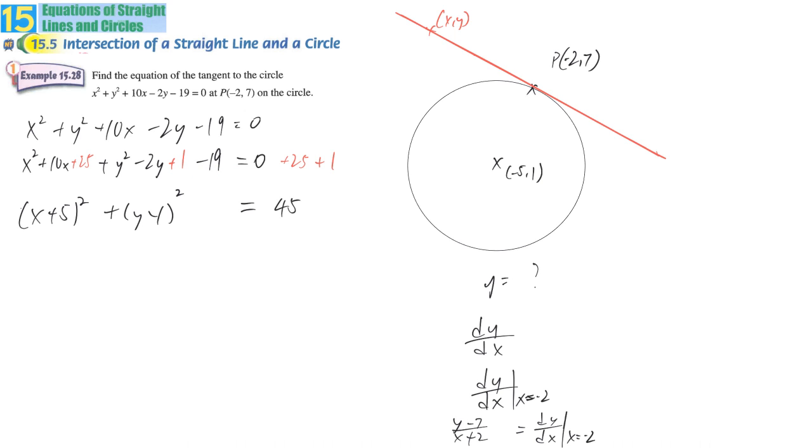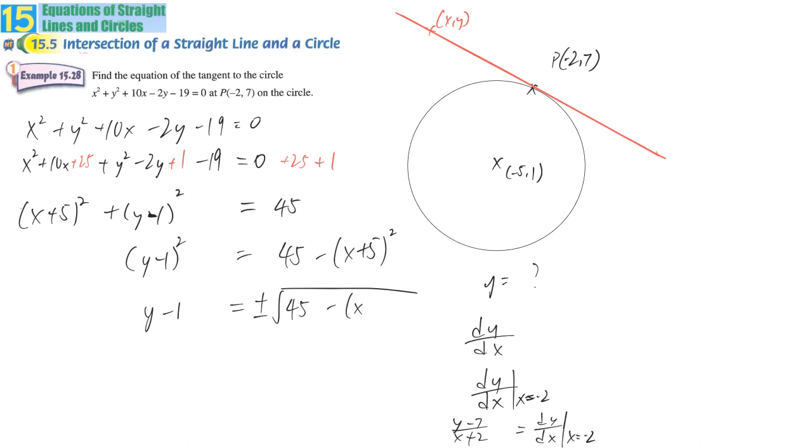That is 45 here. Afterward, I want to make y the subject, so (y minus 1) squared is equal to 45 minus (x plus 5) squared. And for y minus 1, we take the square root on both sides. That's why we create a positive-negative here. y is equal to 1 plus or minus the square root of this item.